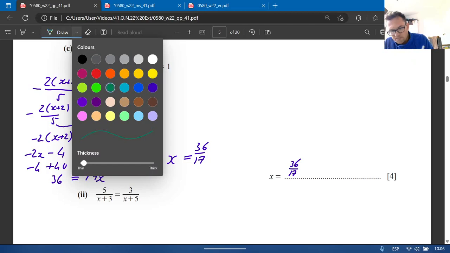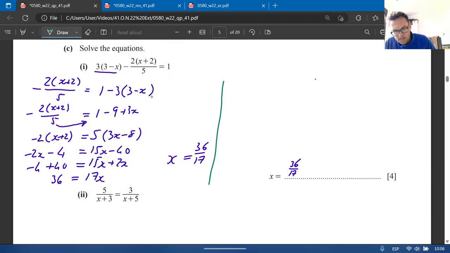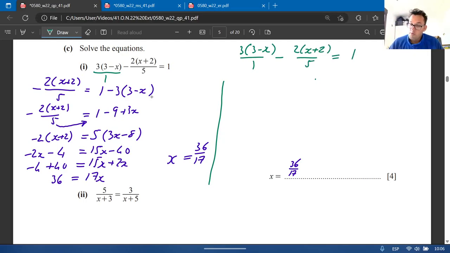Let's do this in green. Okay, you might be tempted to do this as you would do fractions. So meaning, imagine that is over 1, which means you need to get the denominators the same. So we basically have two fractions. Let me write that again. So you've got (3 minus x) over 1 minus (2x plus 2) over 5 equals 1. Okay, so we're now subtracting two fractions.